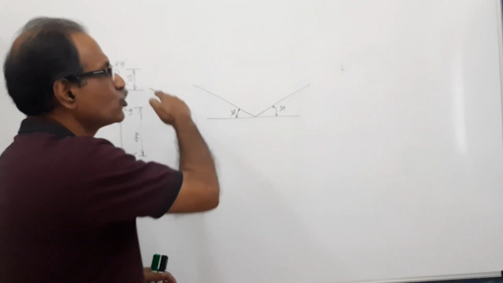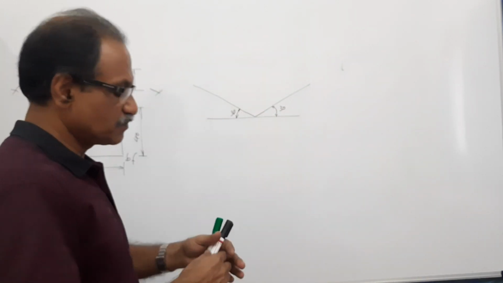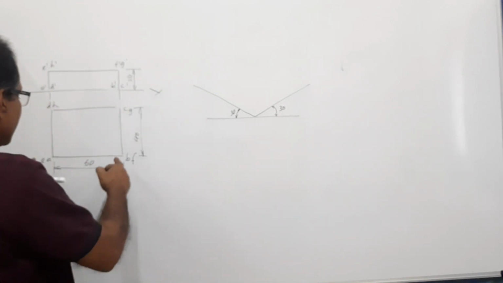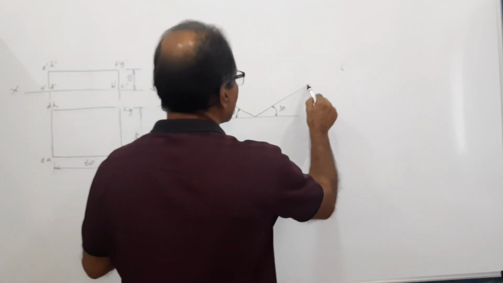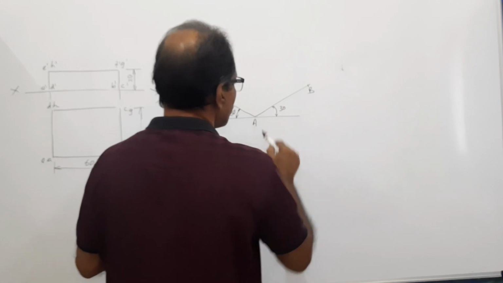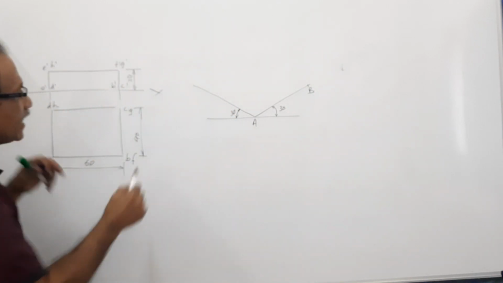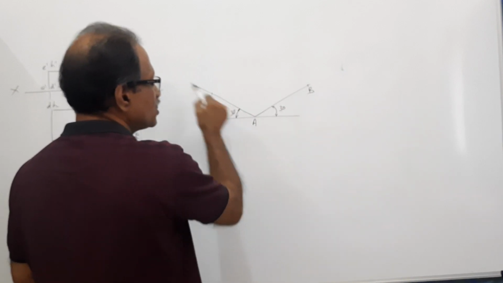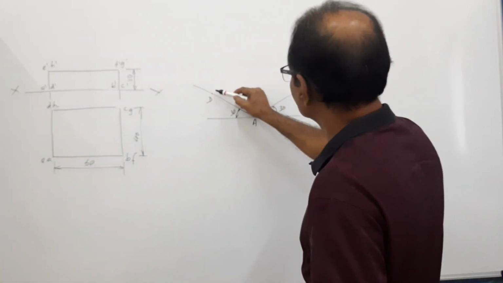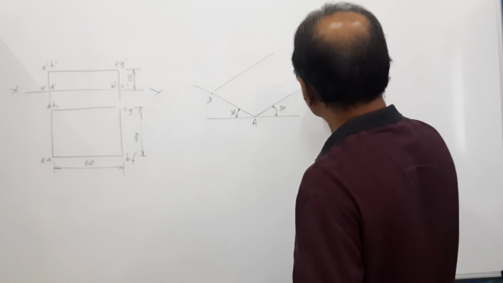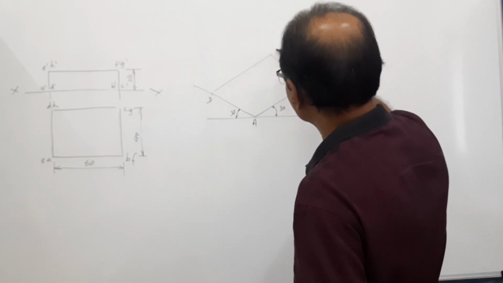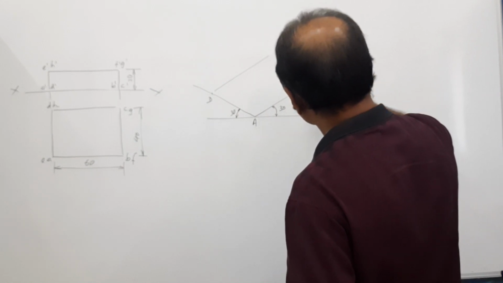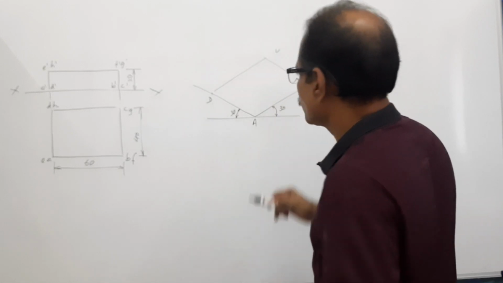What will you do? You draw the two axes, the 30-degree axis. Take the distance AB and mark here AB. Take the distance AD and mark here AD. This is 60, this is 40. Draw parallel lines. What do you get? You get C.